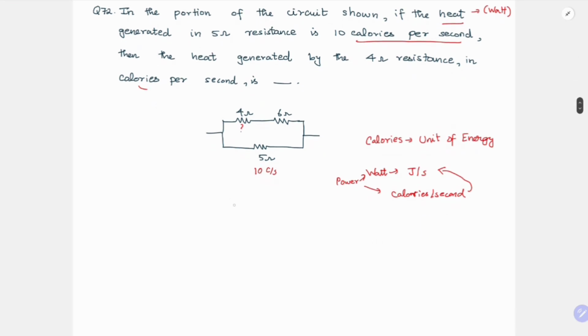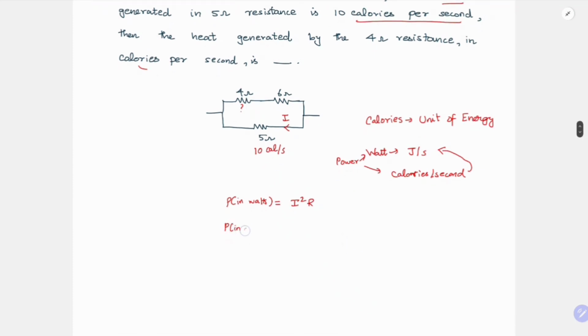So here what is given? The 5 ohm generates 10 calories per second of heat. So I'll write it as CAL per second. And let us assume that the current flowing through this is I. So power in watts is nothing but, we know that it is I square R, where I is in ampere and R is in ohms.